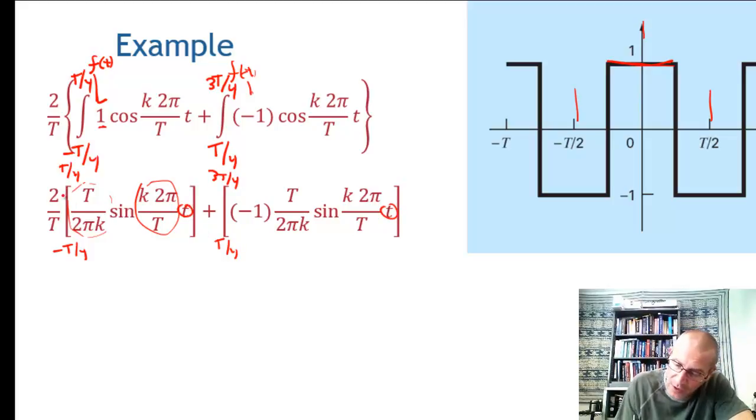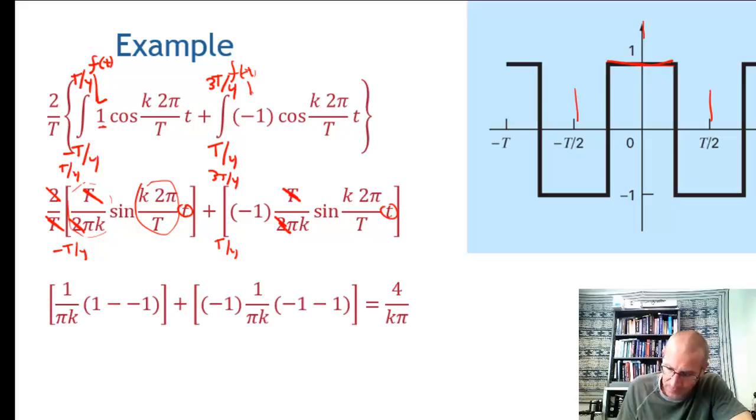Now, I've got this 2 out here. I can cancel that, and my T over there as well. So I can cancel those terms out, and now I've just got a 1 over pi k there, just to simplify it. All right. So now what I'm doing is evaluating my value of sine. For example, if I do that at minus T fourths, if I look over here, I'm doing this at minus T fourths, and the sine of that, if I put it in here, what I realize is going to be the value of 1.